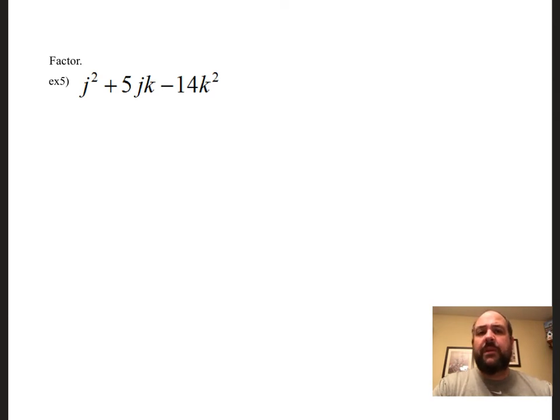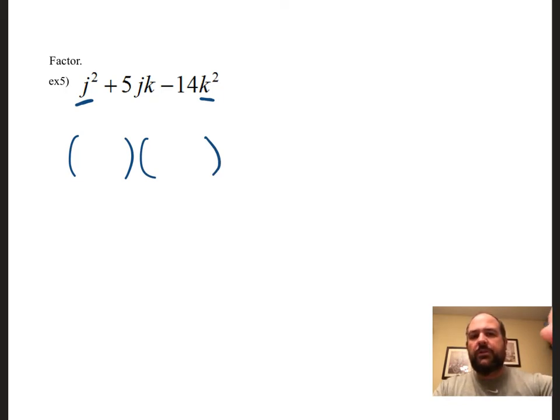Example 5. We have j squared plus 5jk minus 14k squared. One of the big things you probably notice looking at this problem compared to the last couple is that we have two different variables, the j as well as the k. That's fine, we're going to deal with that as we go through. The basic process for reverse FOIL does not change. We set up our binomials.